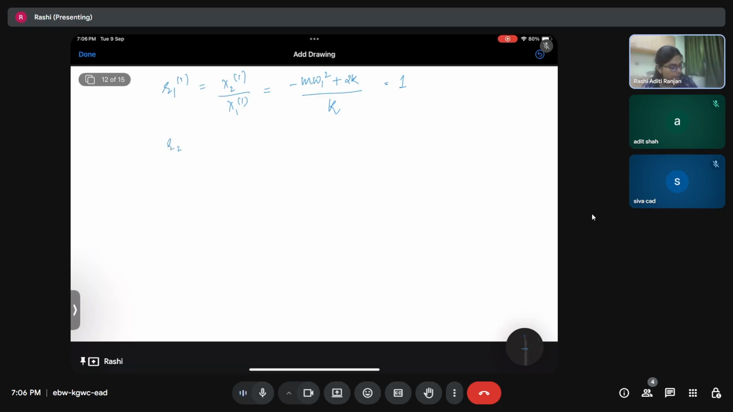R2 is going to be x2 at 2 divided by x1 at 2, which is minus m omega 2 square plus 2k by k. Now omega 2 is under root 3k by m. So it is going to be minus 3k plus 2k, which is going to give us minus 1.